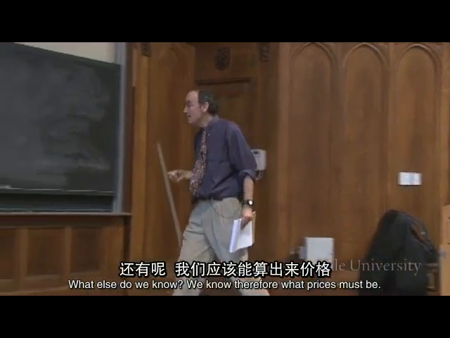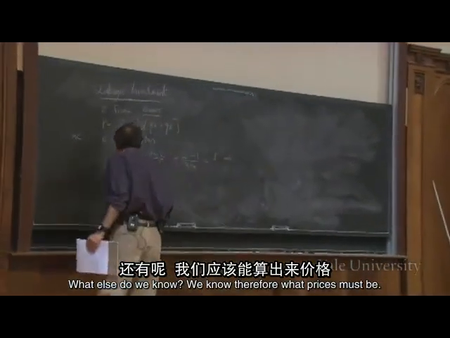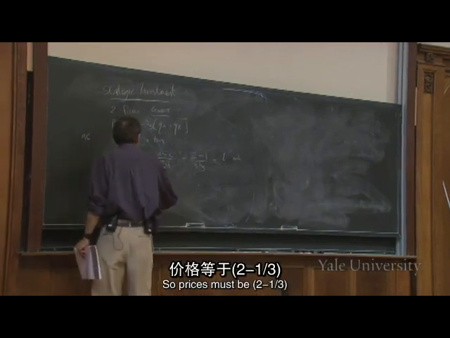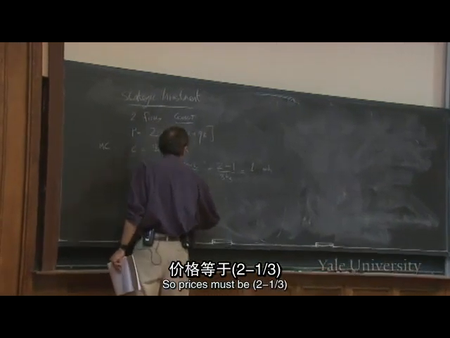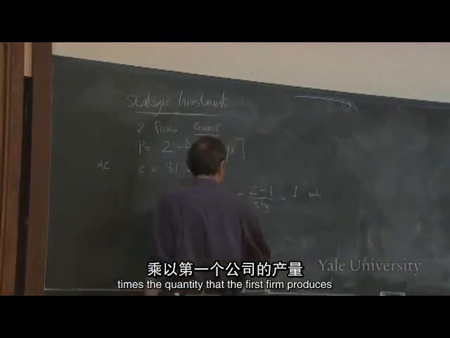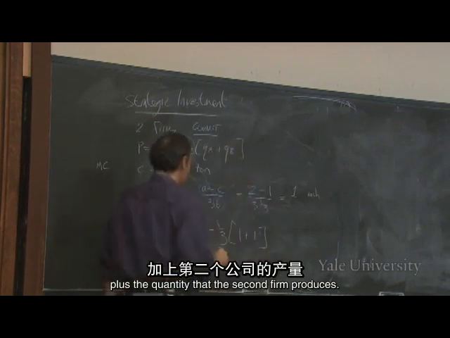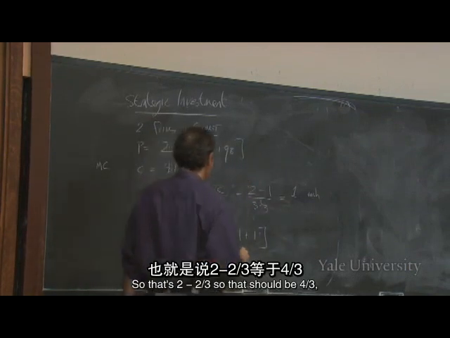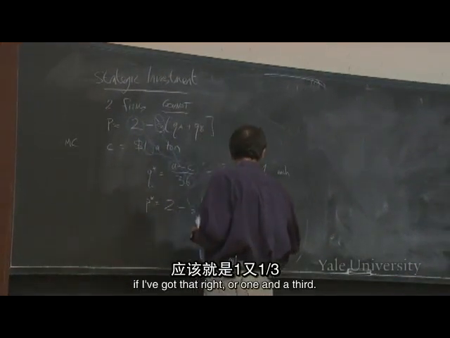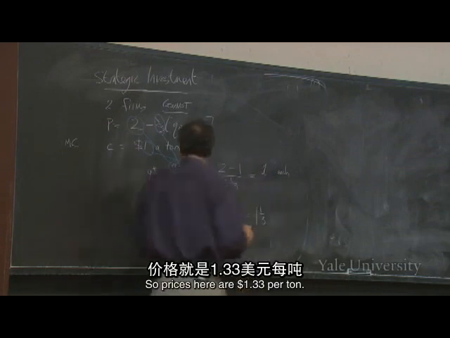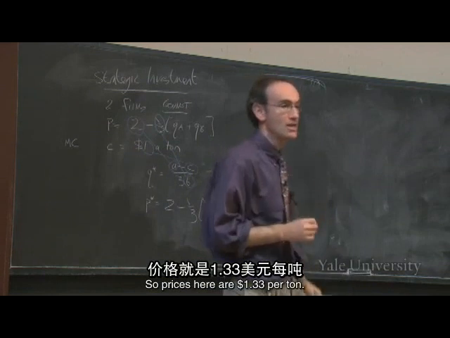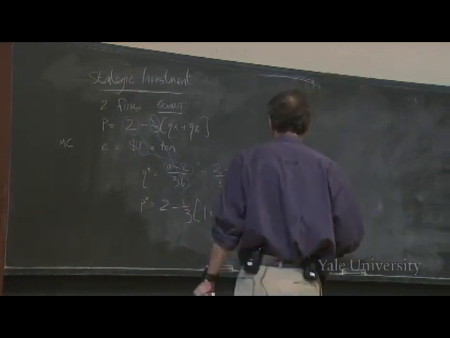All right? And what else do we know? We know, therefore, what prices must be. Let's just do that before we even get started. So prices must be 2 minus 1/3 times the quantity that the first firm produces plus the quantity that the second firm produces. So that's 2 minus 2/3. So that should be 4/3, if I've got that right, or 1 1/3. So prices here are $1.33 per ton. All right?